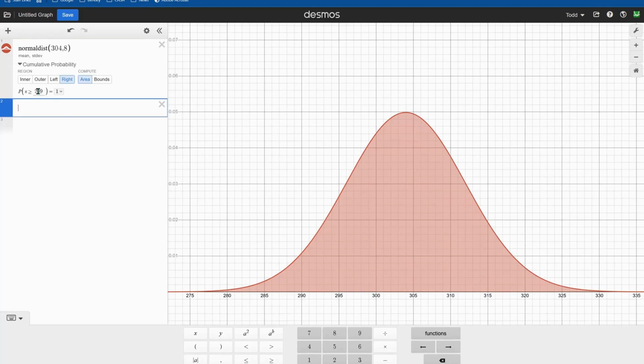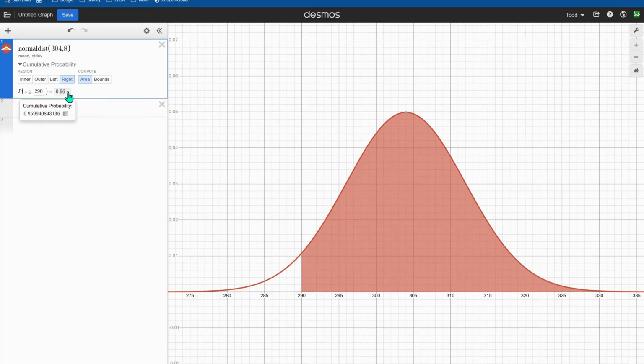Oh, I'm sorry, I typed in 209, I meant 290. And there we have it. There is the shaded area like we expected, and that number. Now, 0.96 isn't enough decimal places for me, so I'll click on the little arrow to get a larger number of digits of accuracy. I want 4 digits, rounded to 4 digits for our assessments. So there we go, there's the calculation of at least 290.